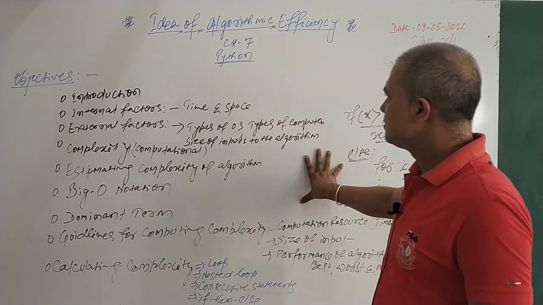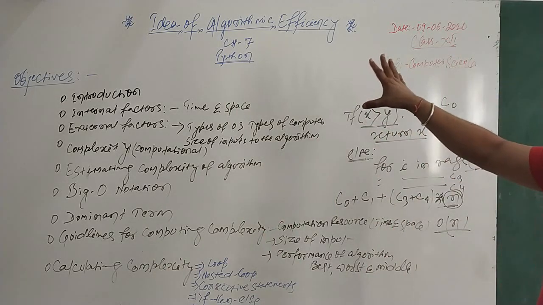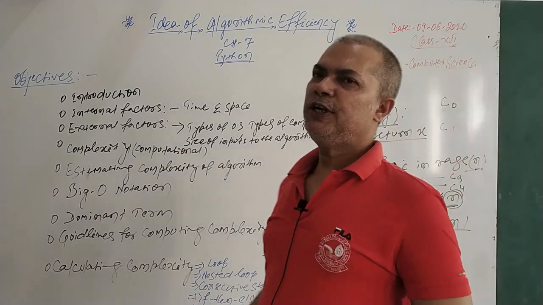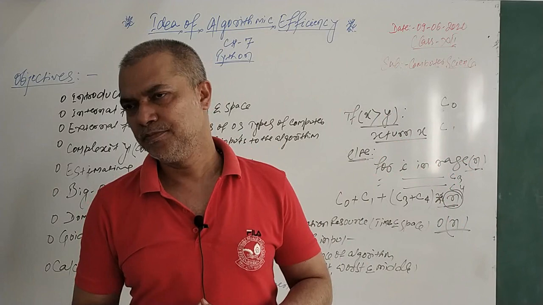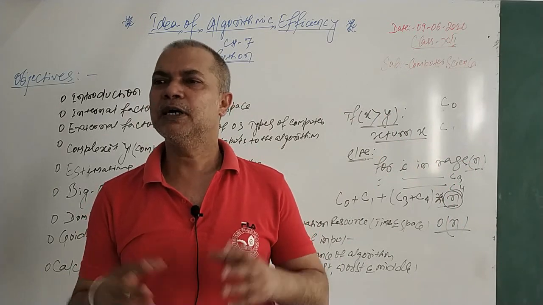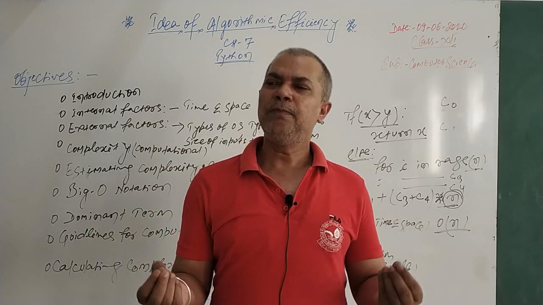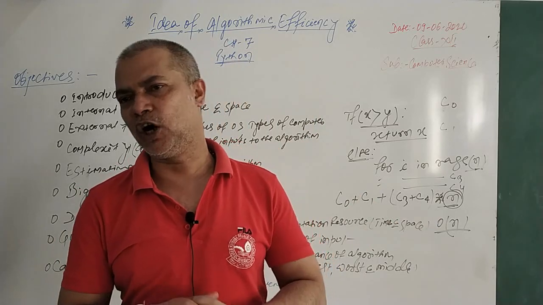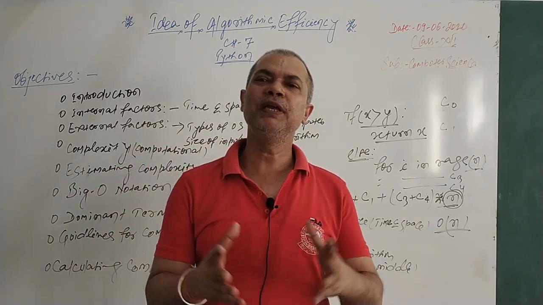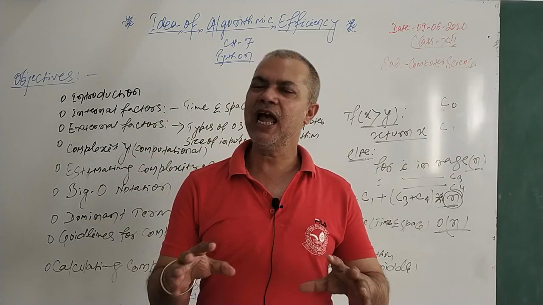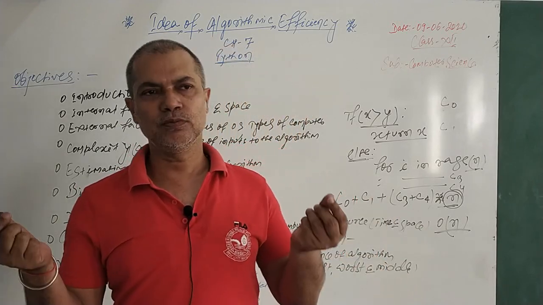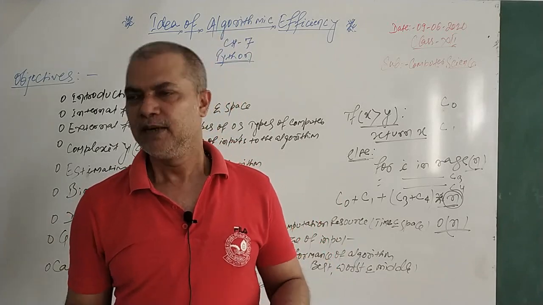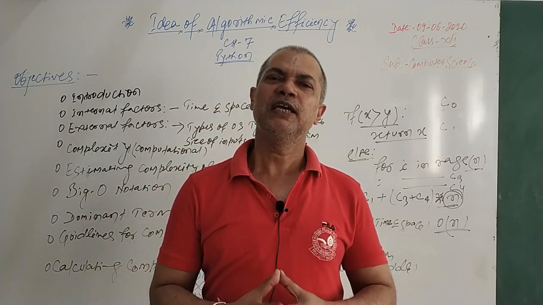So with this, I am able to finish this chapter, the idea of algorithmic efficiency, chapter 7 of yours. In this chapter, people may ask you what an algorithm is, what the factors to measure the complexity of an algorithm are, what you mean by big O notation and how big O notation works. So maybe one or two marks questions generally come from this chapter in class 12. But go through this small chapter and I hope you can easily digest it.